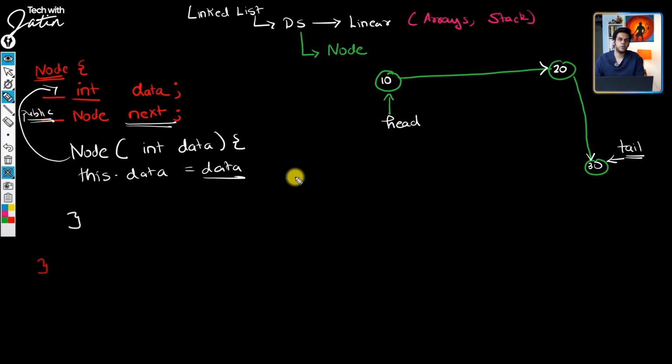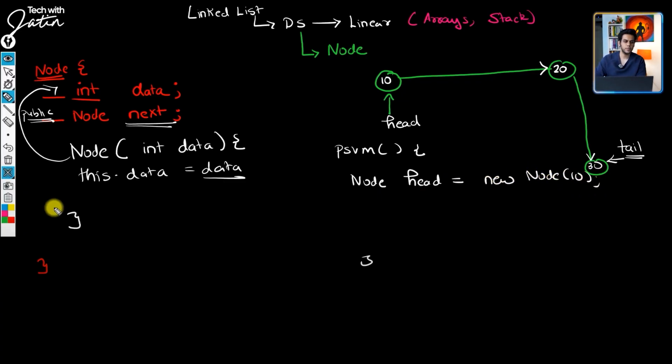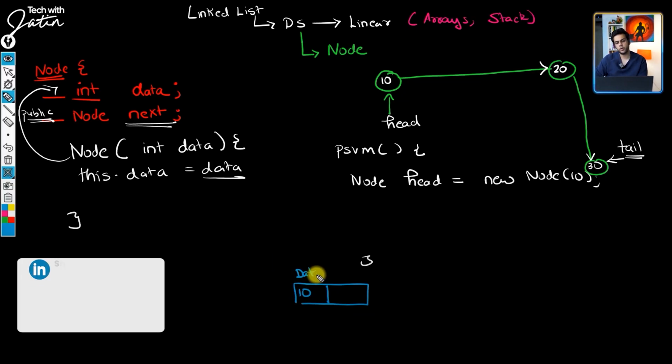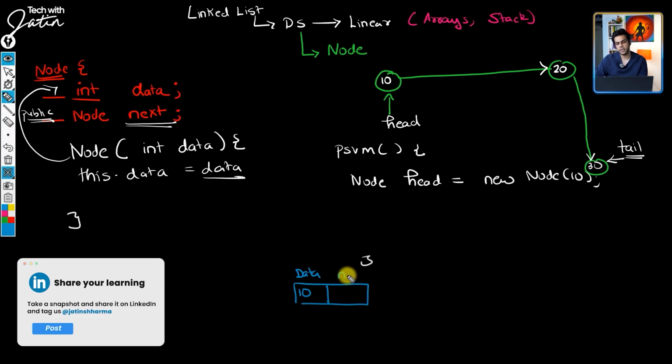So if I want to create a node now in your public static void main, in your runner class, I had written something like this: Node head equal to new Node of 10. So this is how my node was getting created. This is my first node now. It is going to have data. Data is 10. The next thing it is going to have, the second reference variable, was next.